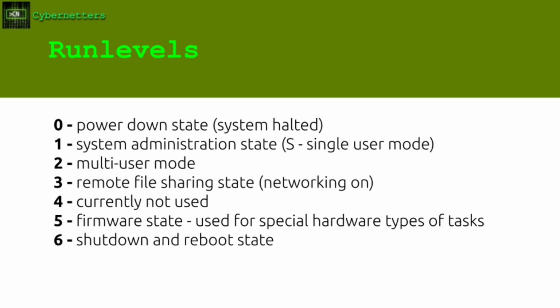The 4 is not commonly used, but it's reserved for custom tasks. Run level 5 is the graphical console mode on many Linux systems, though it's technically for some hardware tasks. And the last, run level 6, is for shutdown and reboot states, which is used to restart the system. So as you can see, these run levels tell the system which services to start or kill. And remember, with systemd, we use targets instead of run levels, but it's still good to know these for older distros or troubleshooting in general.